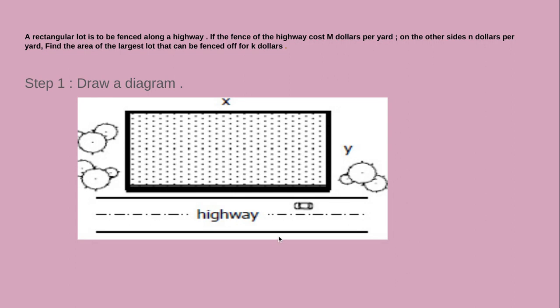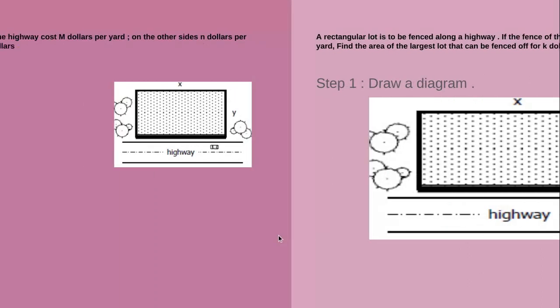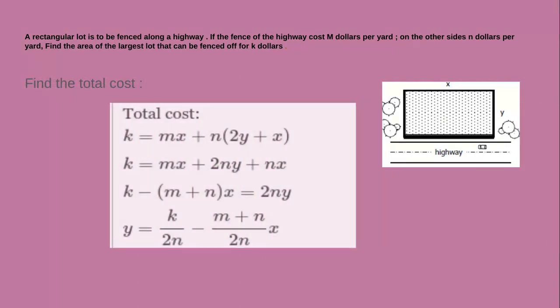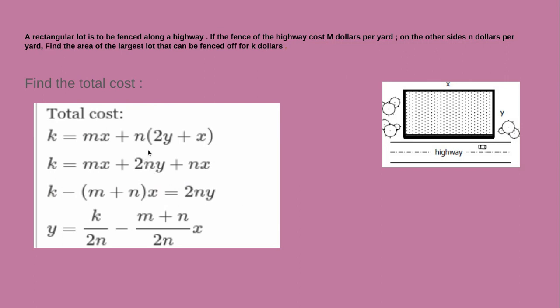After drawing the diagram and labeling the width and length of the rectangular lot, we need to find the total cost. So the total cost will be K is equal to mx plus n quantity of 2y plus x. We get this equation by manipulating different variables according to the problem.